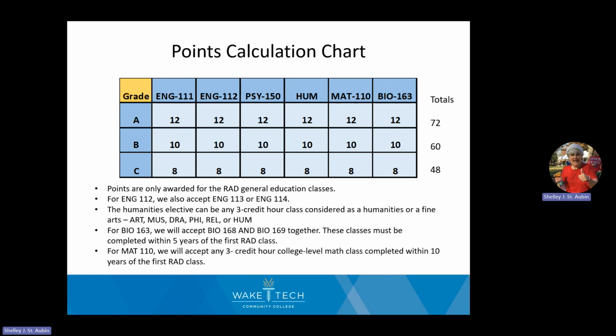English 112, which is your second English, we will also accept English 113 or English 114. So either one will meet that requirement. For your Humanities 115, that's really a humanities fine arts elective, and we will accept any 3 credit hour class that is considered by Wake Tech as a humanities or fine arts course. That can be any of our art, music, drama, philosophy, religion, or humanities, as long as it's 3 credit hours.